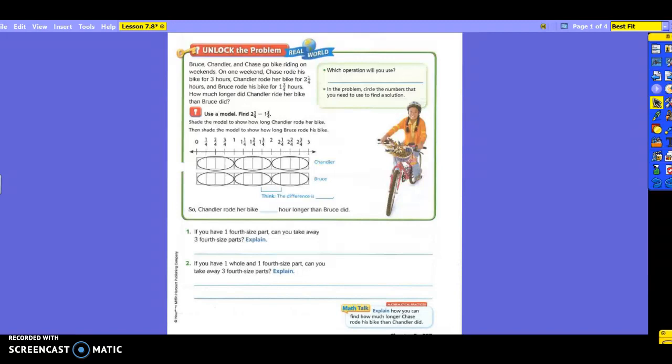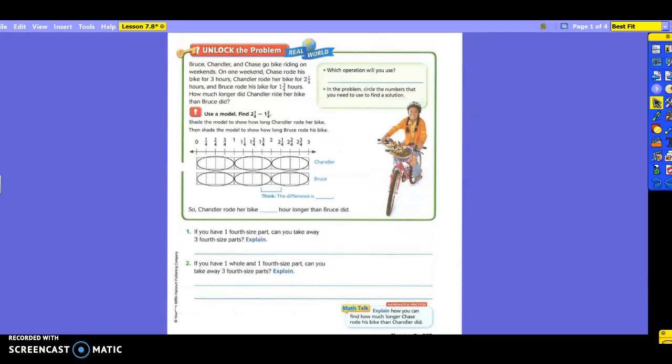Let's read, please. Bruce, Chandler, and Chase go bike riding on weekends. On one weekend, Chase rode his bike for 3 hours. Chandler rode her bike for 2 1/4 hours, and Bruce rode his bike for 1 3/4 hours. How much longer did Chandler ride her bike than Bruce did?